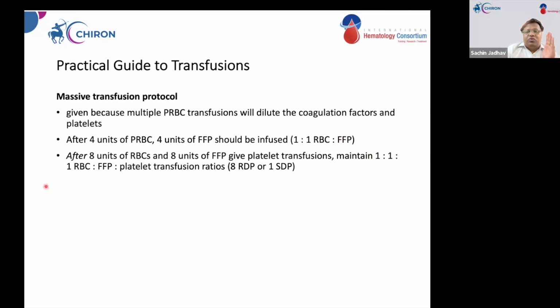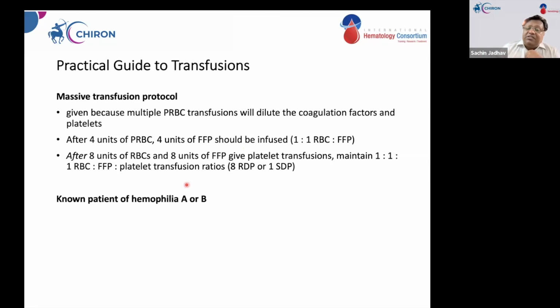Again, 1:1:1 rule. So this is a massive transfusion protocol because we're giving a lot of external blood, which is going to be deficient in platelets and coagulation factors, right? So you have to complement it with FFP and platelets. Now, this is just in general. This is not for people with hemophilia or whatever. This is just for people who need massive transfusion, either due to a trauma or post-op, whatever. So this is the massive transfusion protocol.